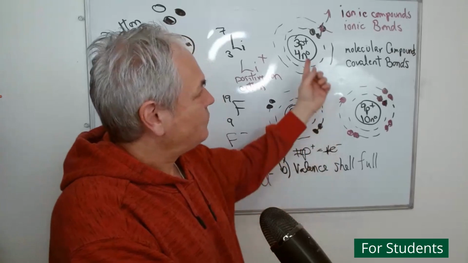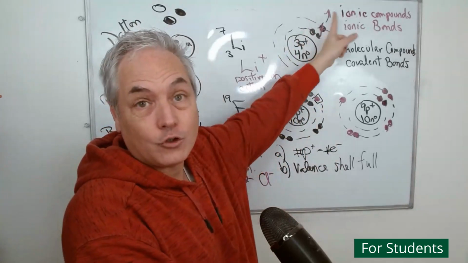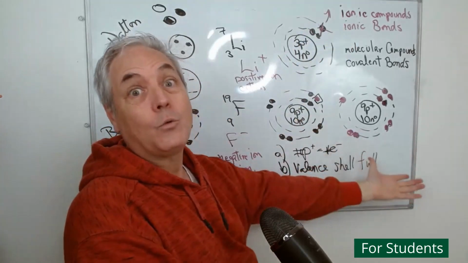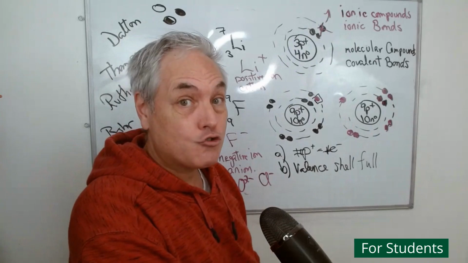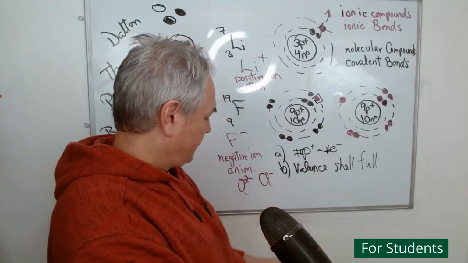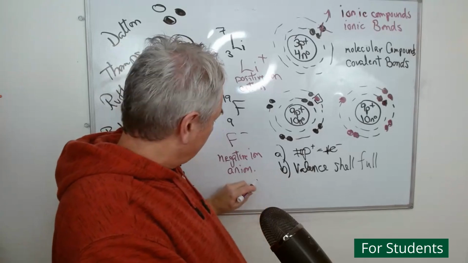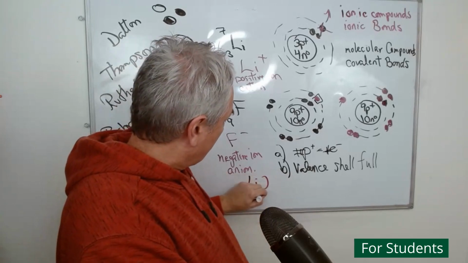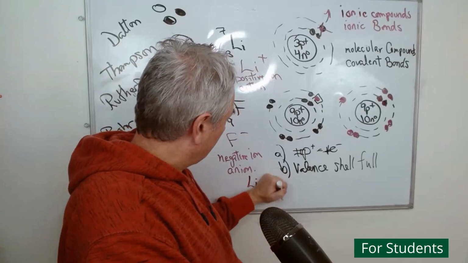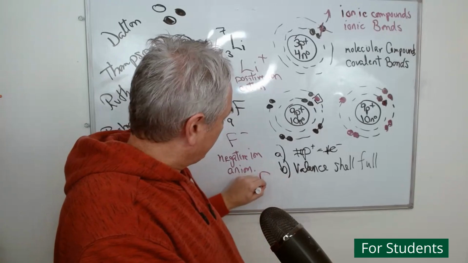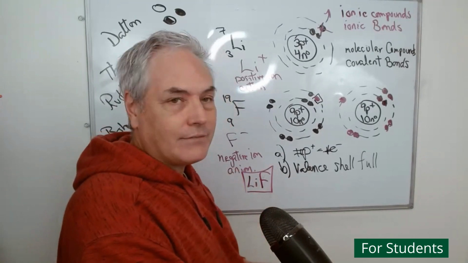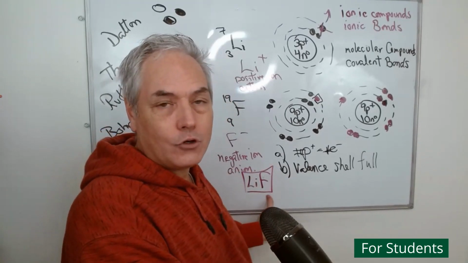Now, what's interesting, we have lithium that has an electron to give away, and fluorine that wants to have an electron. So there's a transfer of electrons right here. So what do we get? We get a new substance, LiF, like this. It's lithium fluoride.